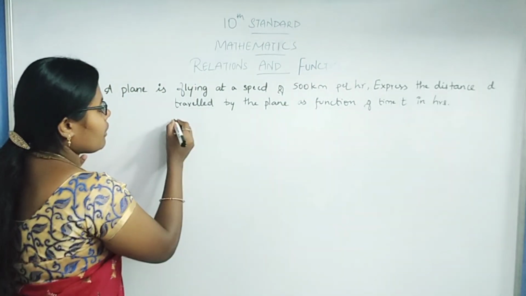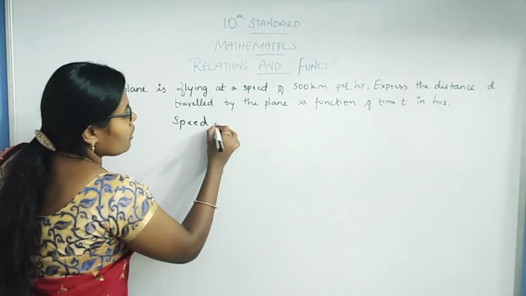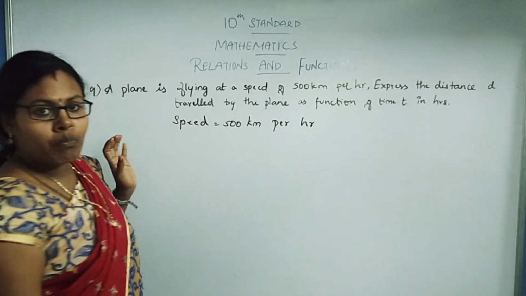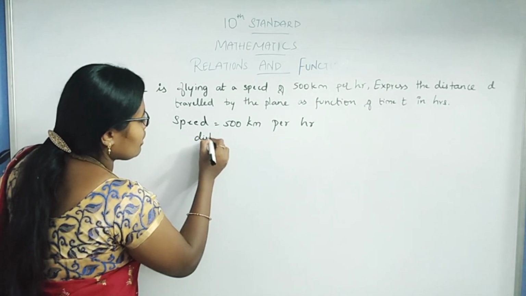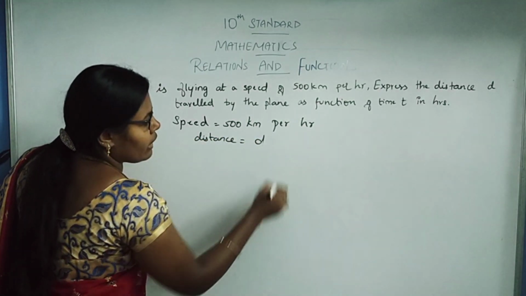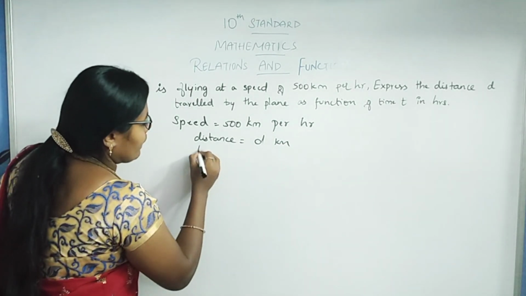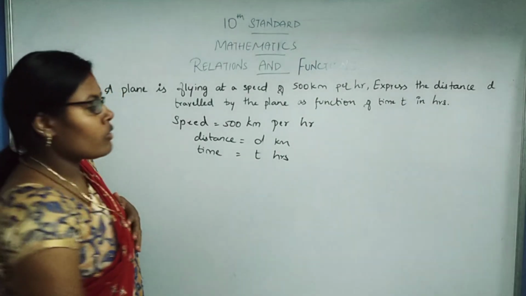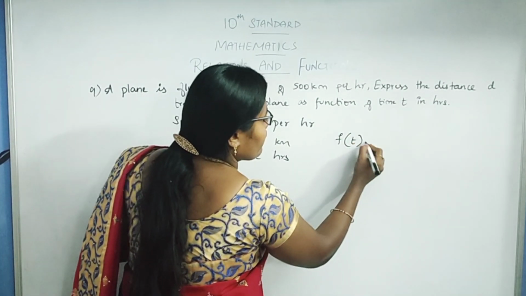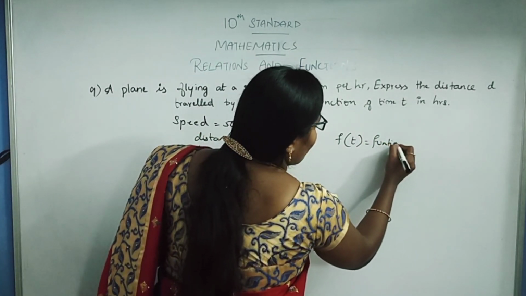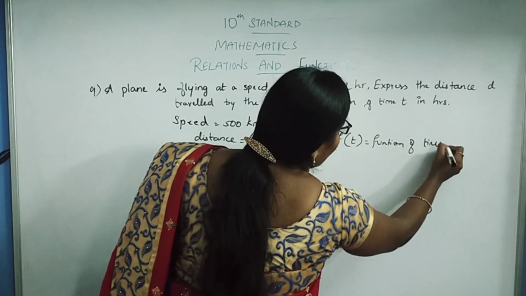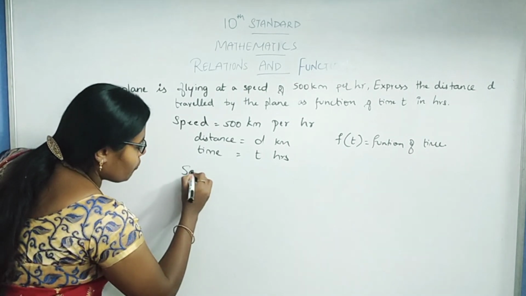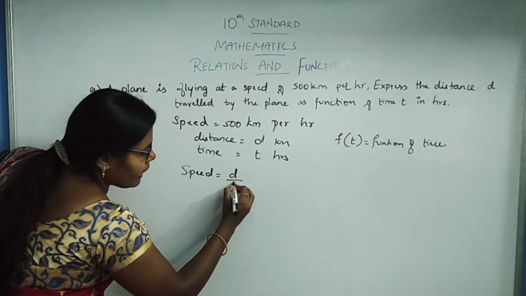Okay, so already they have given speed. So speed is what? 500 km per hour. Okay, and they have given distance, that is d in terms of kilometer, and time t, that in terms of hours. Okay, so you have to show f of t, that is function of time. Function of time you have to show. So what is the formula for speed? That is distance by time. So speed is equal to distance divided by time.